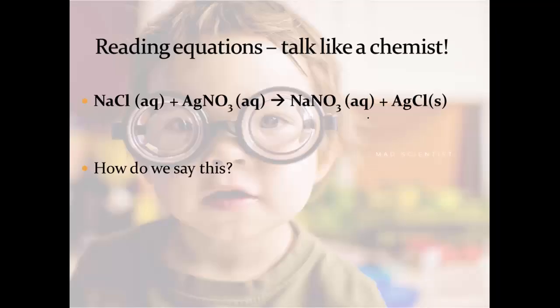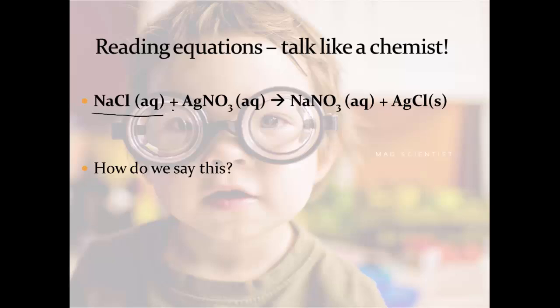All right, so what we're going to talk about now is a chemical equation and how do we actually read it out loud using those symbols. So we just kind of take it piece by piece. So the first thing that we encounter is this substance right here. It's NaCl, which is sodium chloride, and this AQ tells us that it is a water solution. So we would say a water solution of sodium chloride.